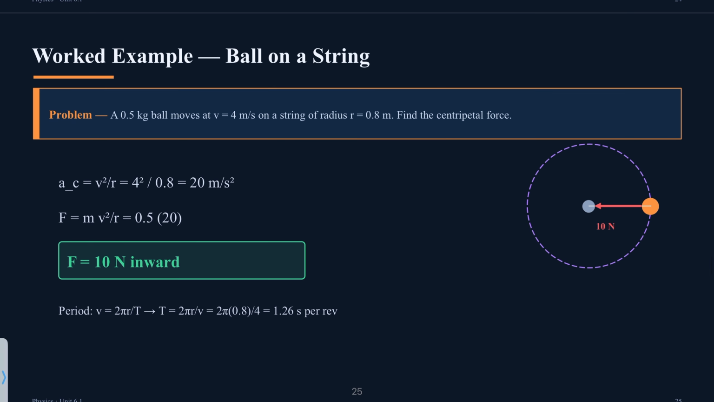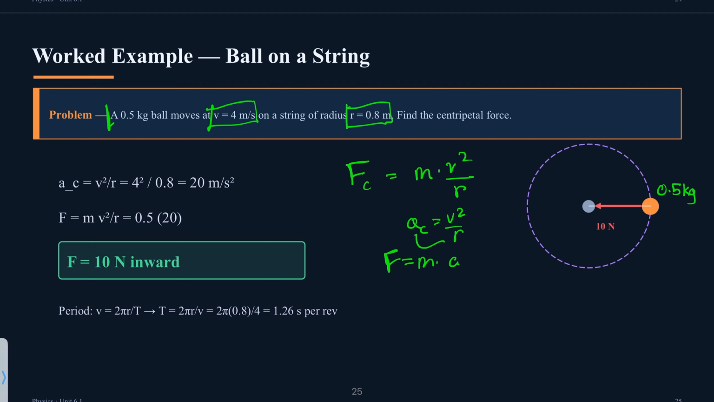Right, so let's try a problem. A 0.5 kg ball moves with a velocity of 4 meters per second on a string of radius r equal to 0.8 meters. So the radius is 0.8 meters and our velocity is 4 meters per second. We need to find the centripetal force. We know centripetal force is mass times the velocity squared over r, right? Because centripetal acceleration is v squared over r, and force is equal to mass times acceleration. So we can just substitute that in here.